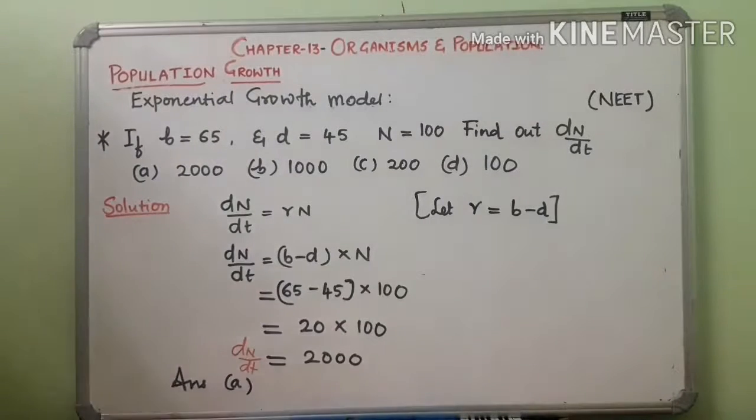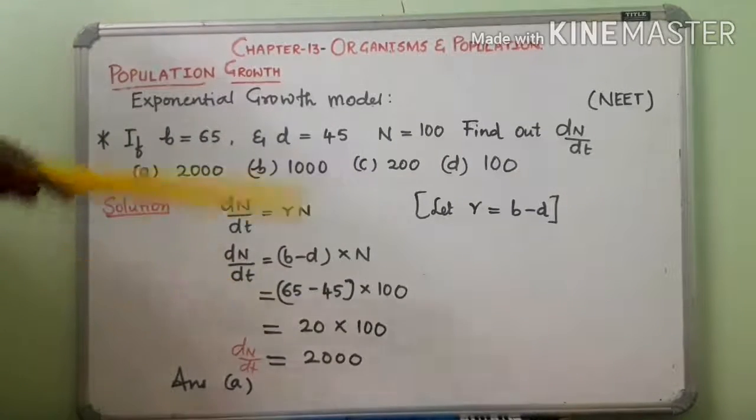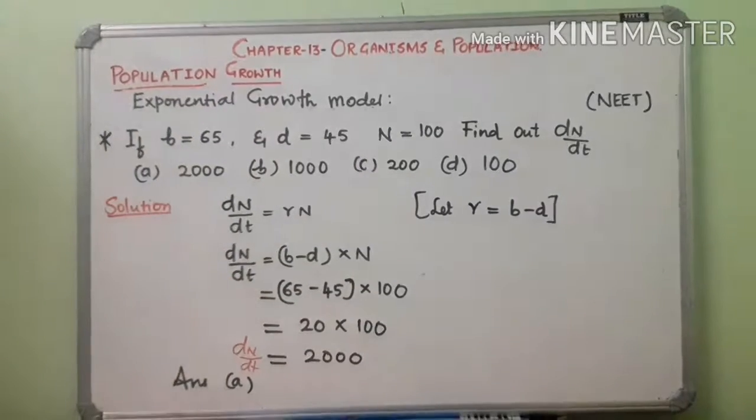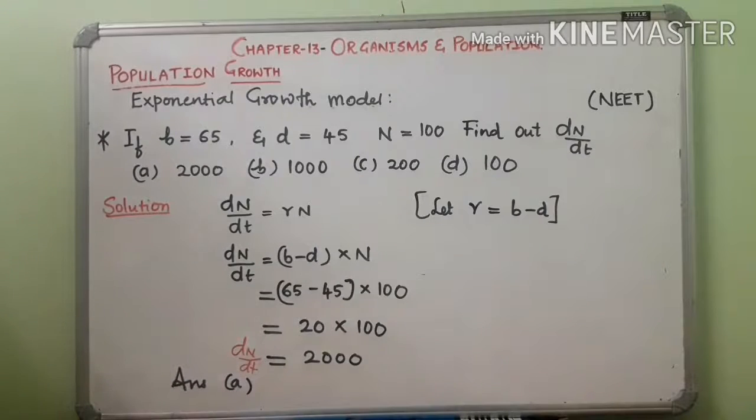The intrinsic rate of natural increase can be understood as the number of births minus the number of deaths per generation time. Like this, using the formula dN by dt equals rN, we can calculate this problem.